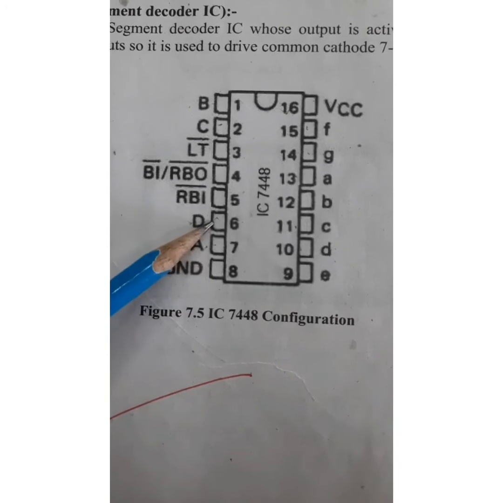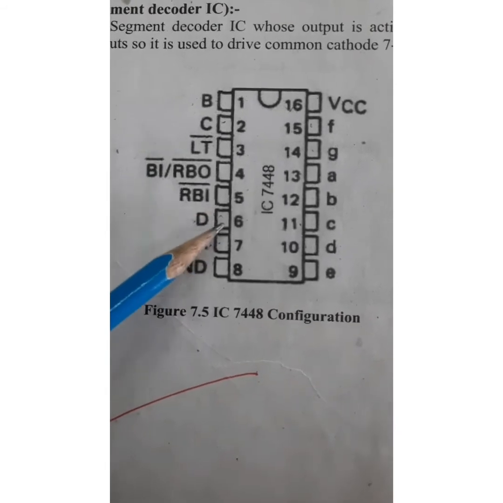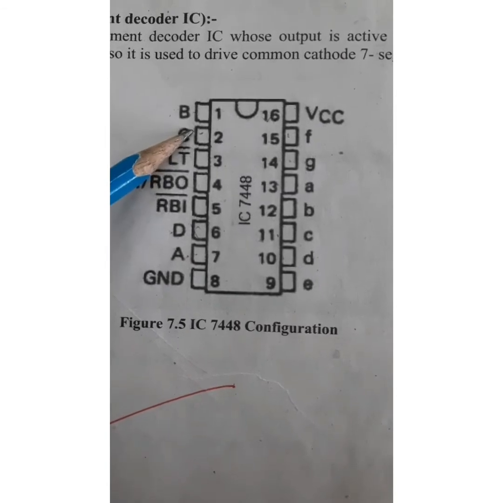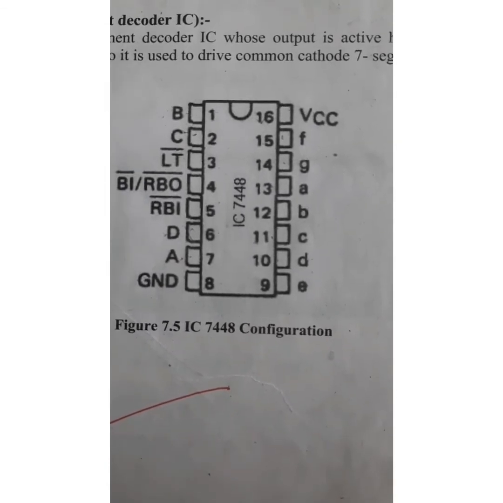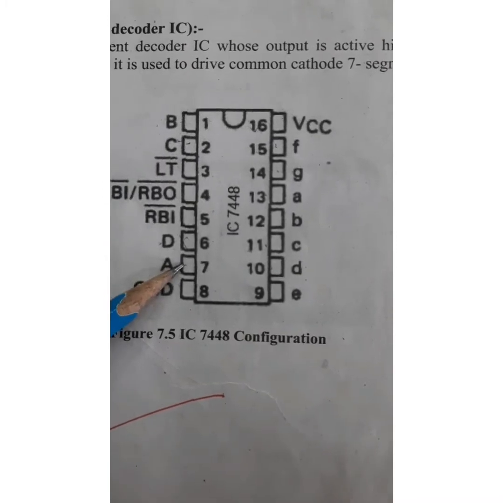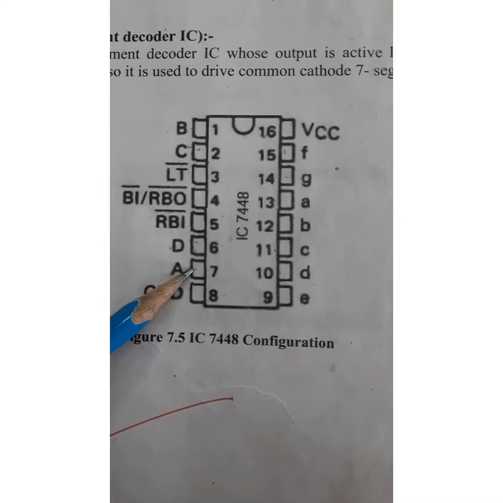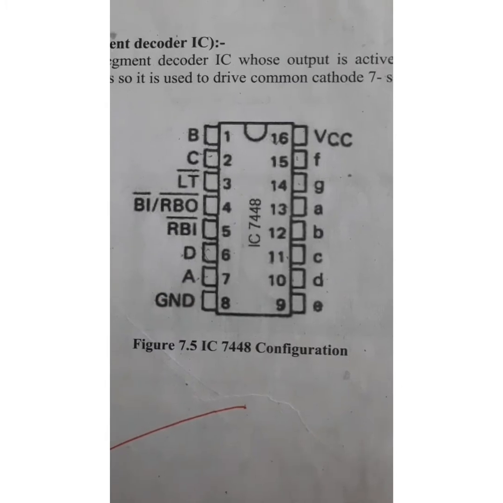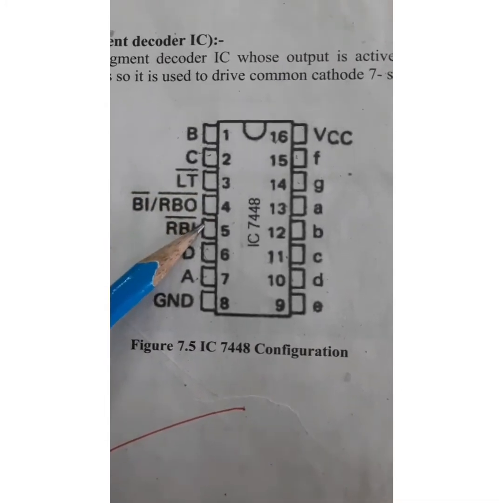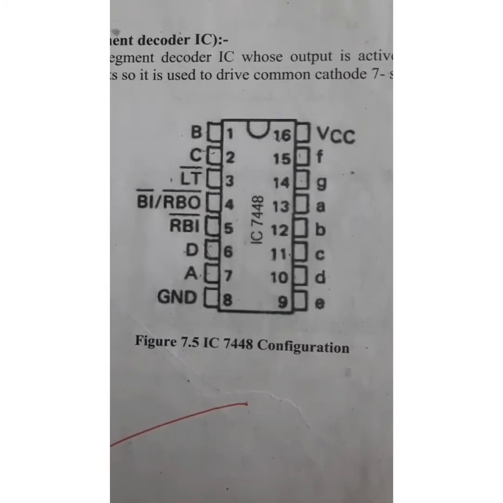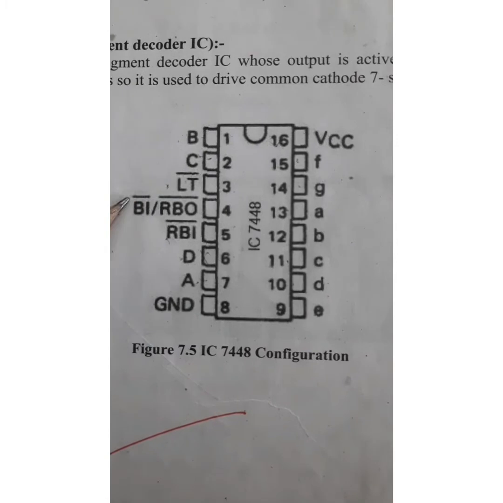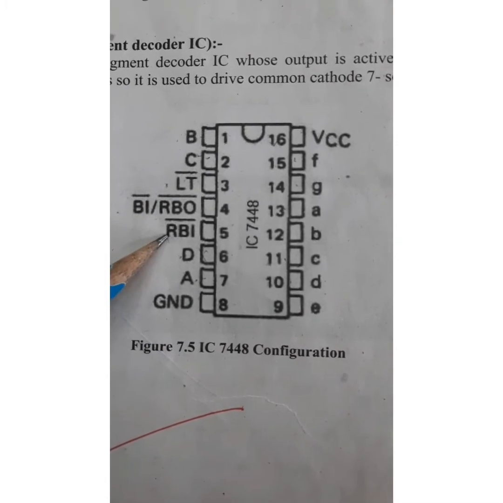So pin number 6 is B3, pin number 2 is B2, pin number 1 is B1, and pin number 7 is B0. So this sequence is very important. You have to give in this sequence only. Then pins number 3, 4, 5. We have already studied about the lamp test, blanking input and ripple blanking input. All these 3 pins you are supposed to connect to VCC.